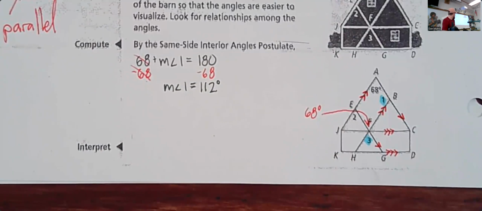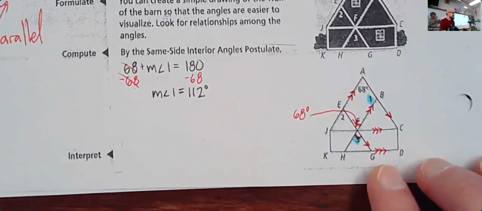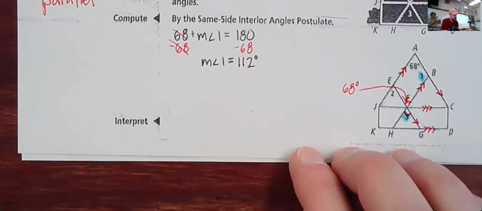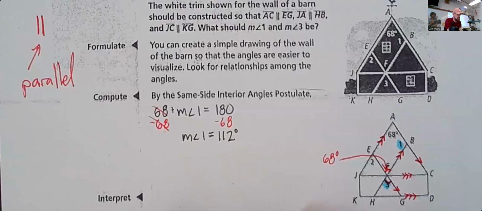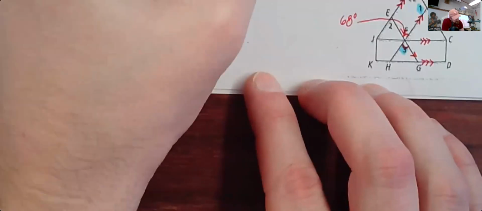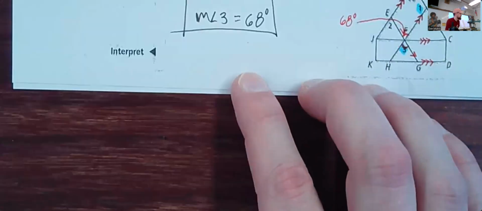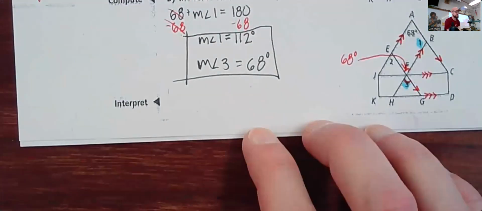Now, Zach, you said that angle 3 was 68. Why? Yeah. This 68-degree angle right here and angle 3 are vertical because they're right across from each other where these two lines intersect. So this angle is congruent to that one because they're vertical. That means that the measure of angle 3 equals 68 degrees. There we go. That's our answer.